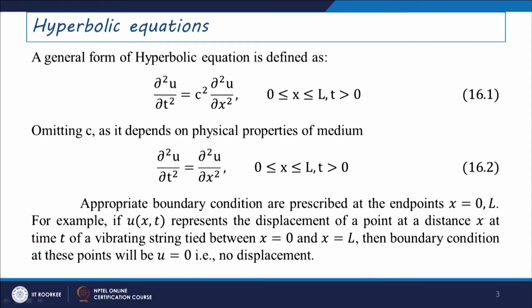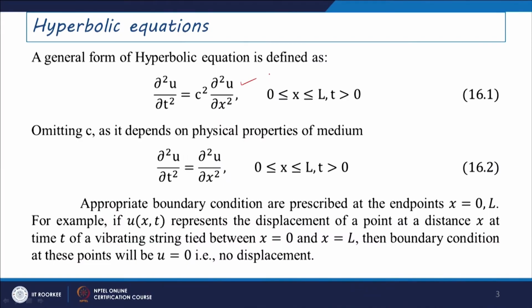Especially if you go for a generalized hyperbolic equation, it can be written in the form del square u by del t square equals c square del square u by del x square. This is written like any heat transfer problem, or we can consider it as a mechanical problem, where c depends on a physical constant. Either c can be defined as a specific heat coefficient, or it can be some special constraint, depending on the physical scenario of the problem.